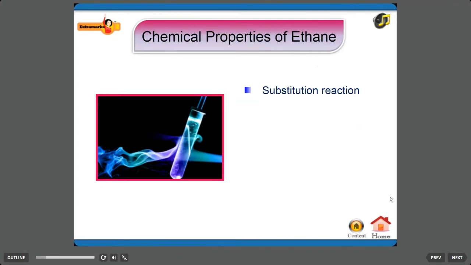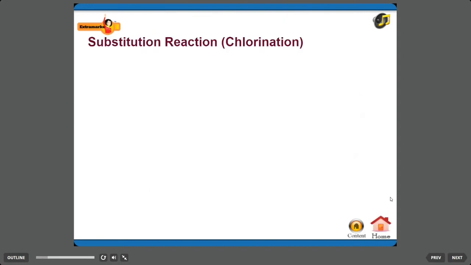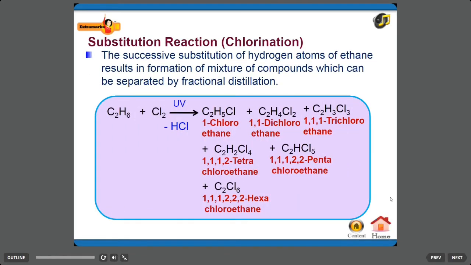Next in line are the chemical properties of ethane. They include substitution reaction, combustion, catalytic oxidation, and cracking or pyrolysis. The first one is the substitution reaction. Chlorination is a type of substitution reaction. You can see the successive substitution of hydrogen atoms of ethane results in the formation of a mixture of compounds, which can be separated by fractional distillation.